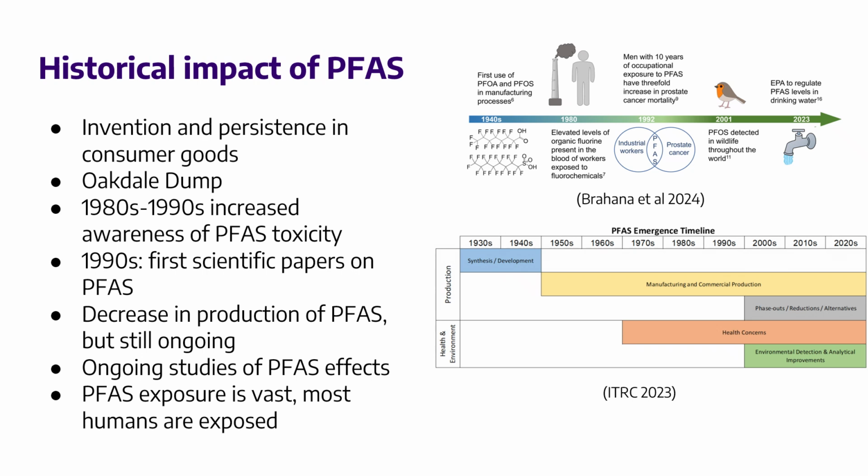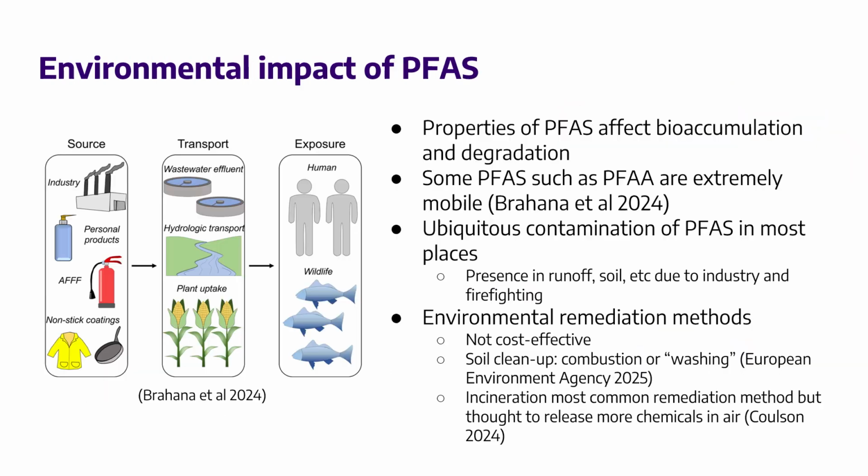PFAS exposure is vast, and most humans are actually exposed to PFAS. So PFAS has a huge environmental impact as well. The properties of PFAS affect the bioaccumulation and degradation. As I mentioned earlier, long-chain PFAS bioaccumulate in humans easier, while short-chain PFAS are actually more mobile and spread throughout the environment quicker. This is how it gets to really remote areas because of its mobility.